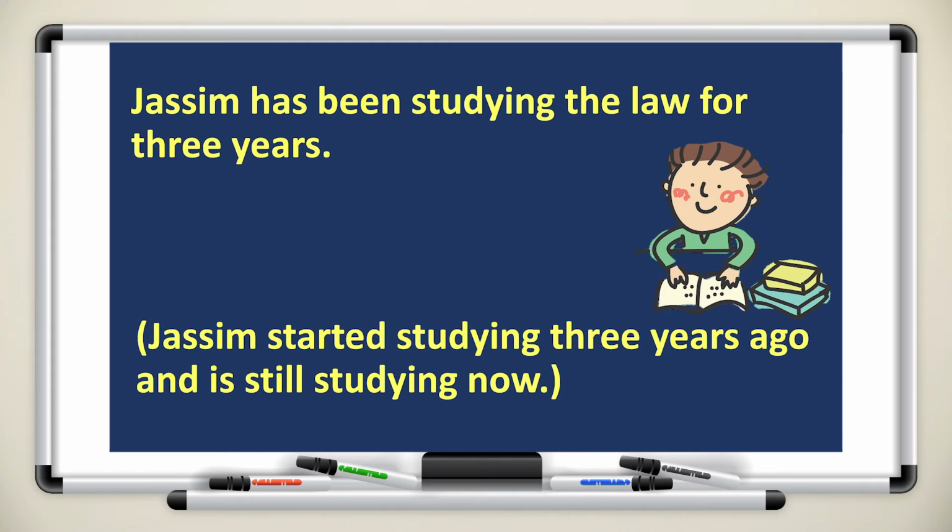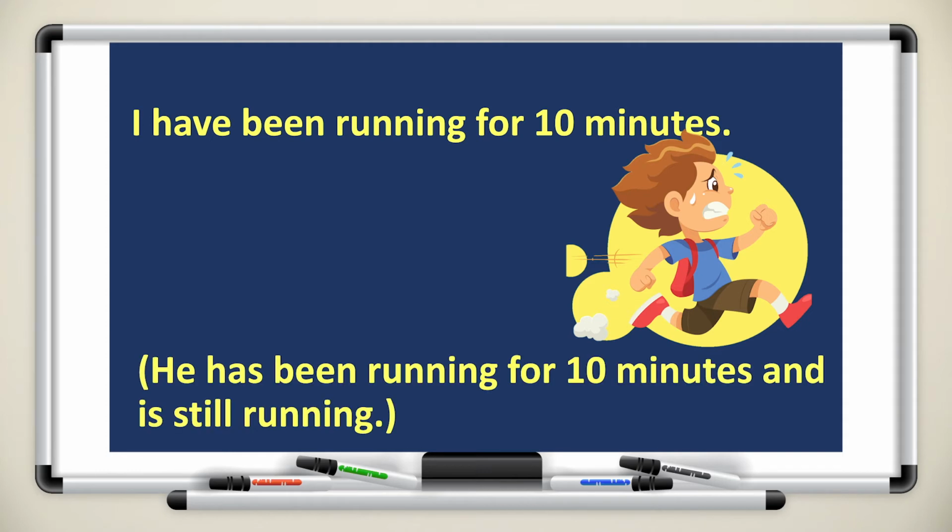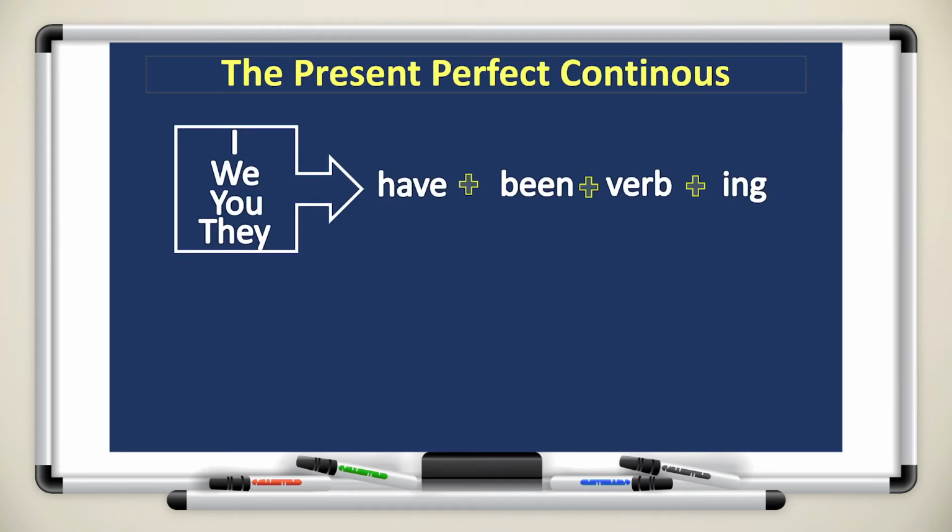Excellent. Let's look at another example. I have been running for 10 minutes. Now that's a long time. What do I mean here? I have been running for 10 minutes. That I started running 10 minutes ago and I'm still running at this moment. Excellent. Let's break down the rule.